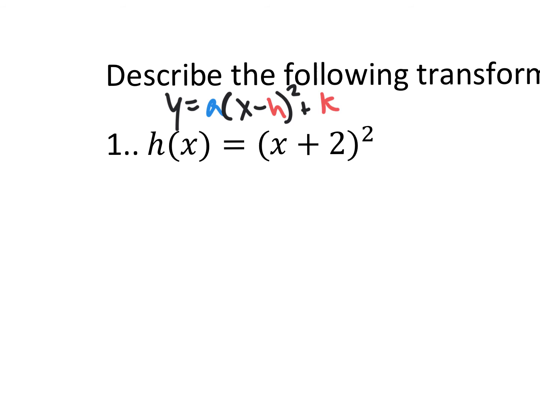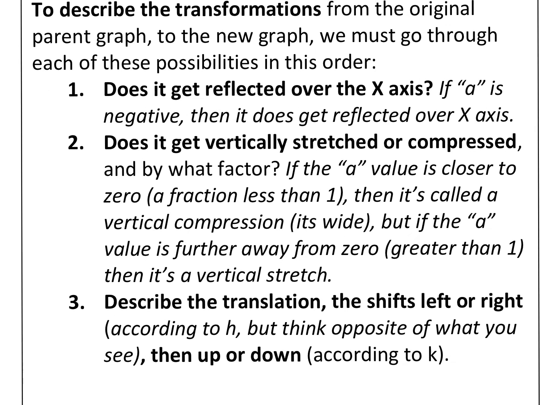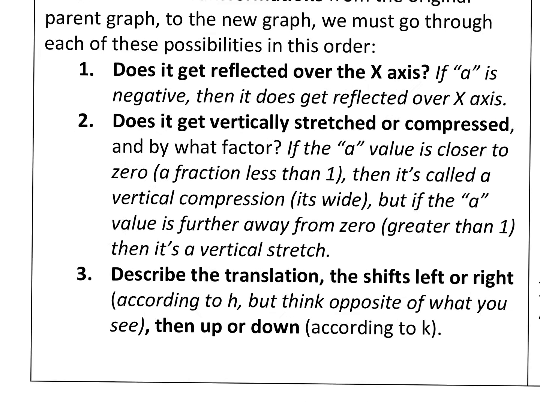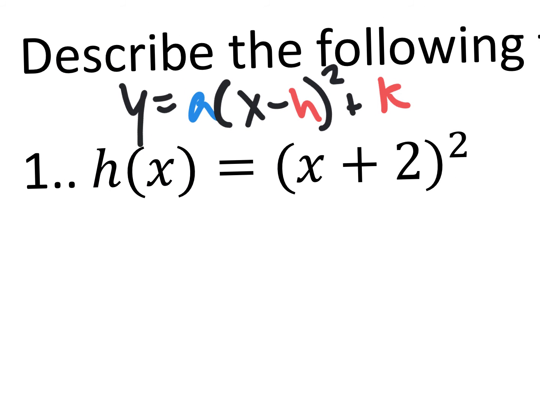And as you read it from left to right, you begin with the a value. If you see a negative sign, that would mean that it gets reflected over the x-axis. That's why on the notes right here, I tell you, first question to ask yourself is, does it get reflected over the x-axis? If the a value is negative, then it does get reflected. Obviously, our a value right here is 1. It does not get reflected over the x-axis, right? So you don't have to worry about mentioning that.